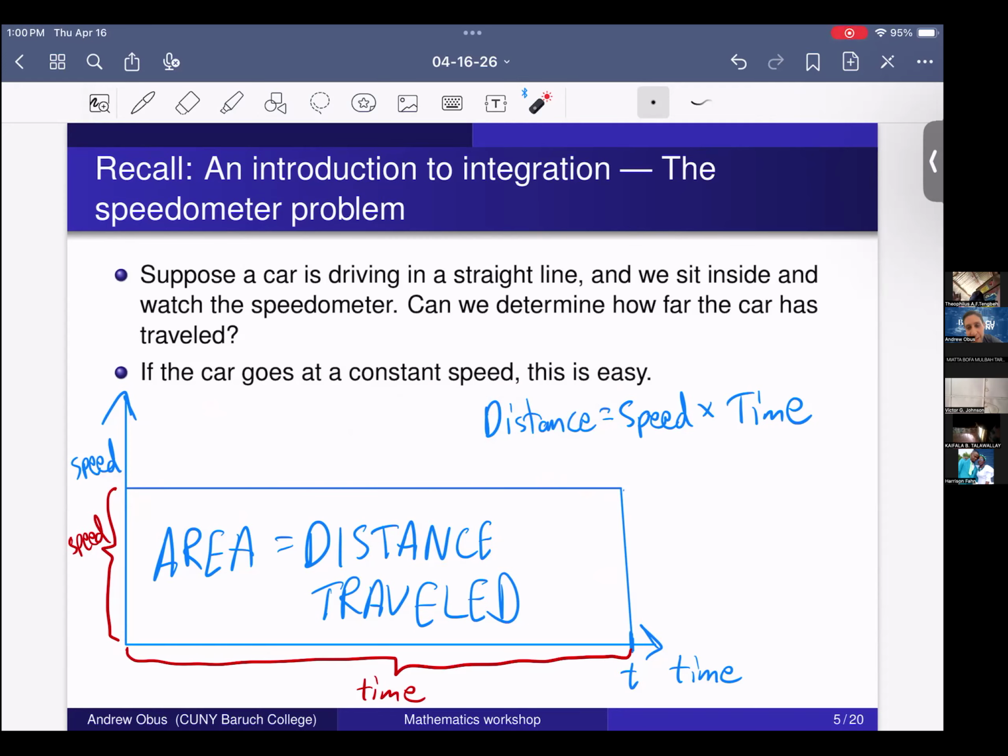Okay, so the reason I'm telling you that I'm not going to, quote unquote, prove the fundamental theorem of calculus is that I'm asking you to accept this on intuition: that if I draw the graph of my speed, then the total distance traveled is going to be the area under that graph. Okay, so let me draw this in a picture.